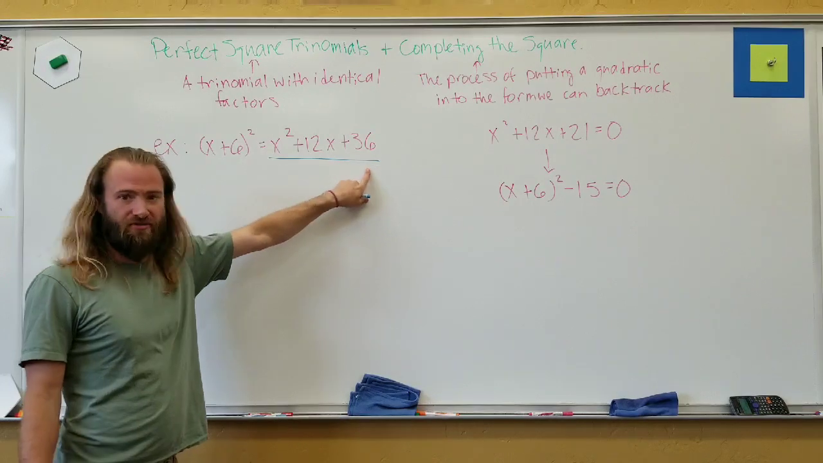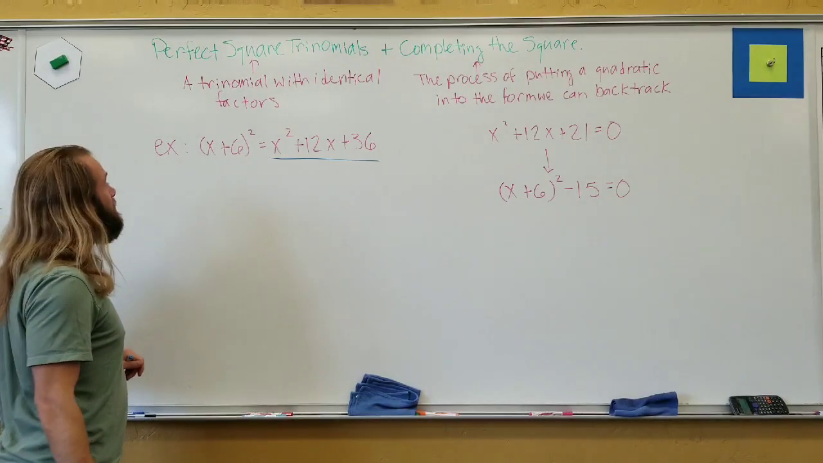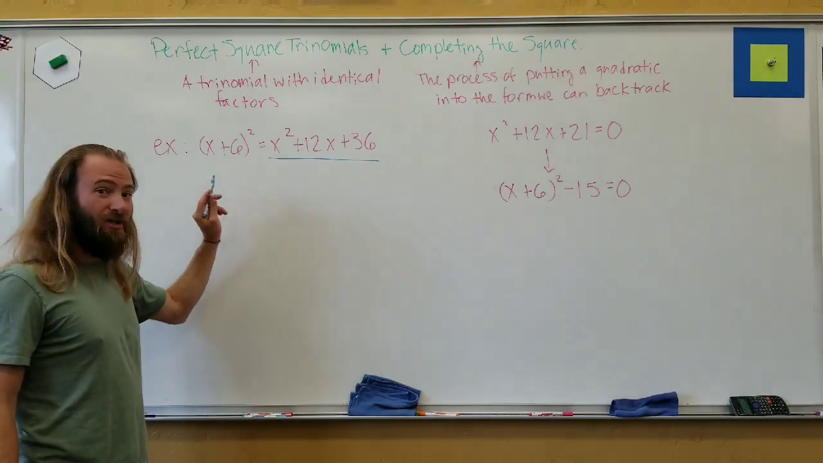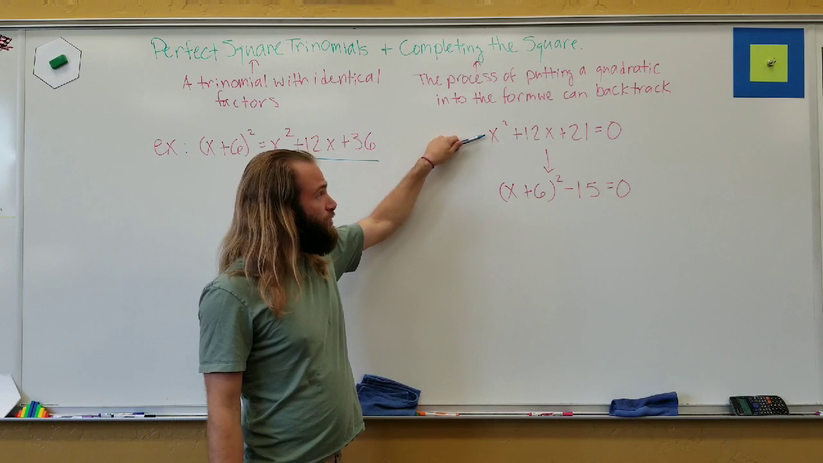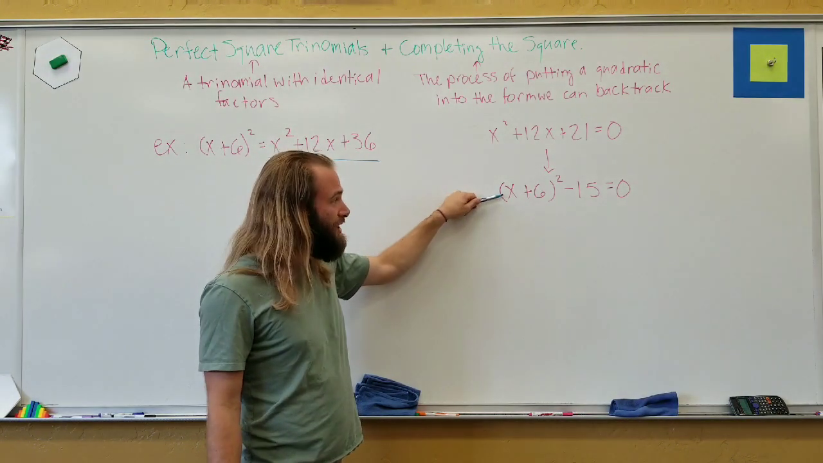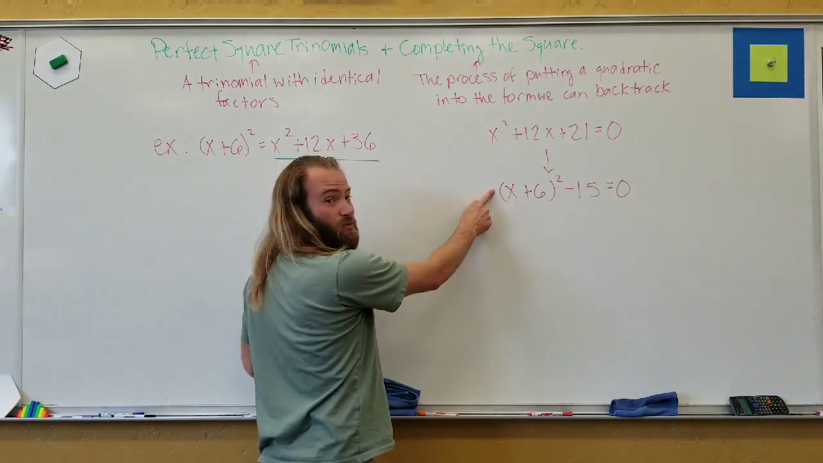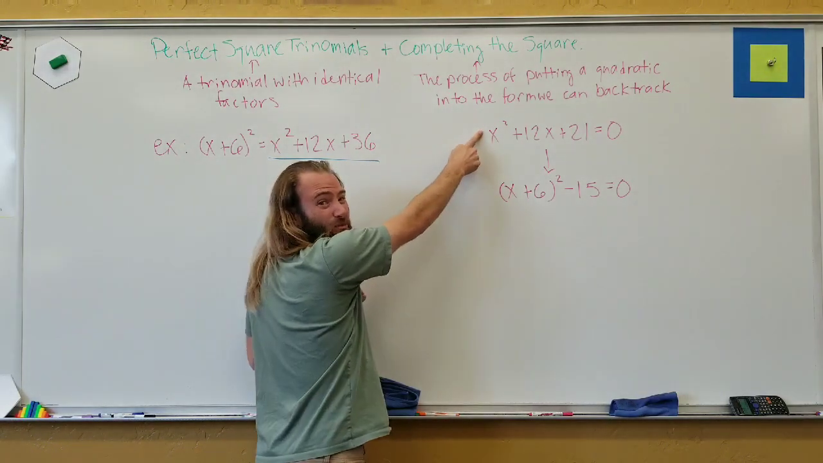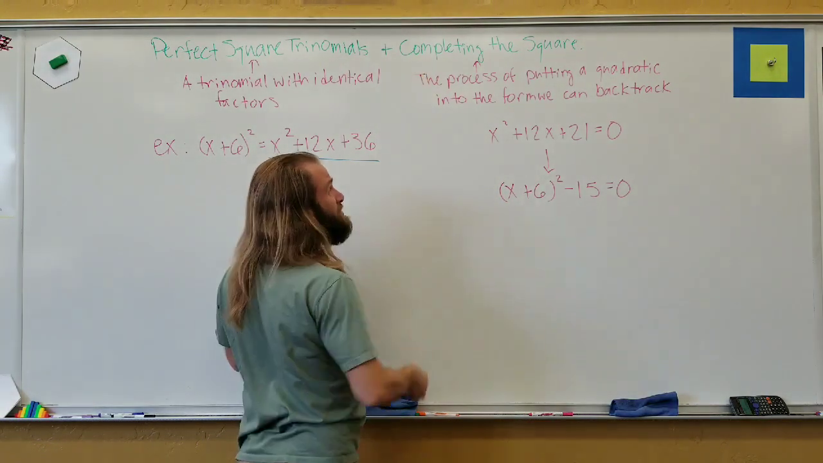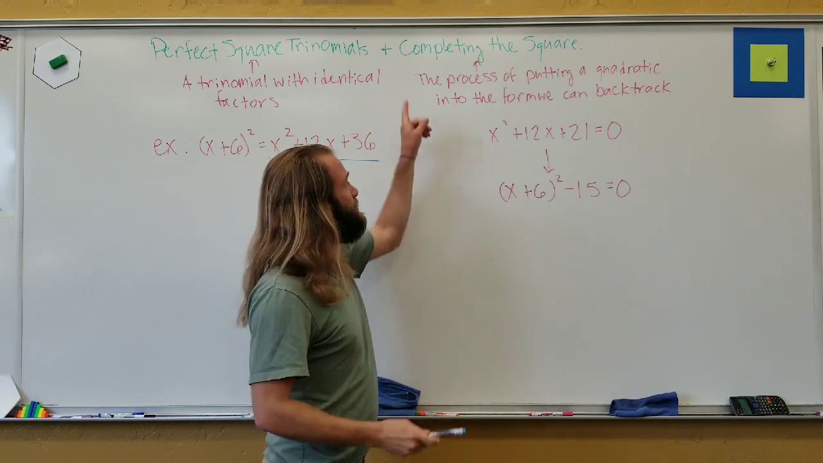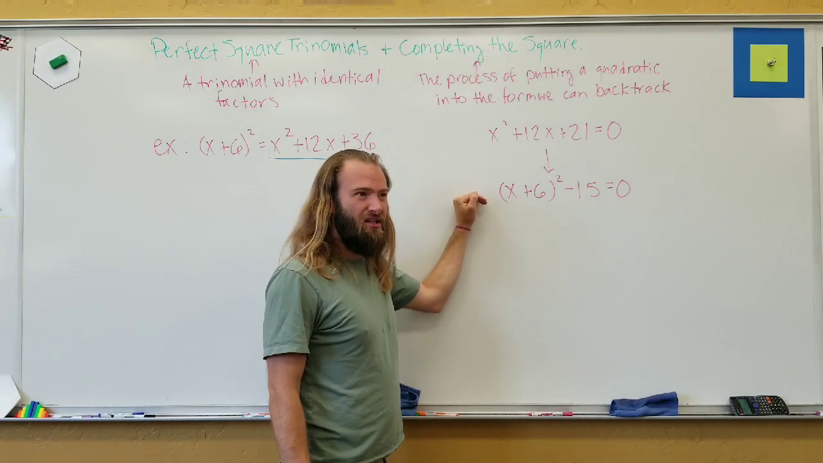So that's why this is called a perfect square, because it is the result of taking x plus 6 and squaring it. Alright? So that's really important for our lesson today, because if you look back at our example we just had, we saw that x squared plus 12x plus 21 equals 0 is the same as x plus 6 all squared minus 15 equals 0. And this was way easier to deal with. We saw this wasn't factorable, so we couldn't do it that way. But if we put it this way, we could backtrack it. So completing the square happens to be the process of putting a quadratic into the form we can backtrack, like this. Okay?